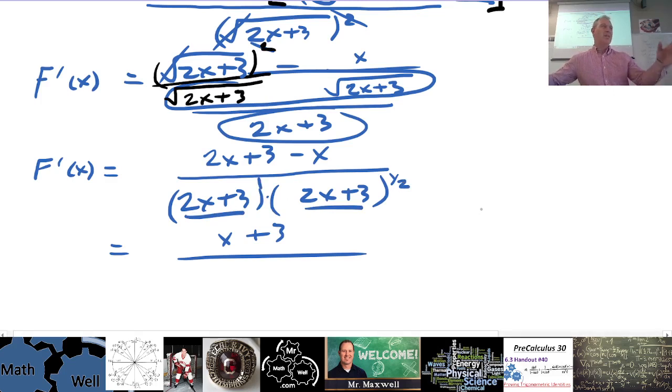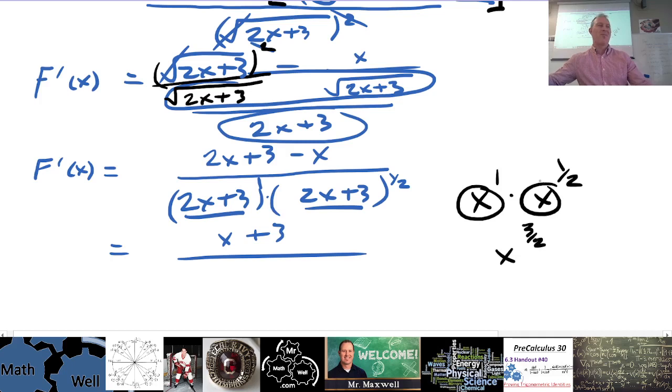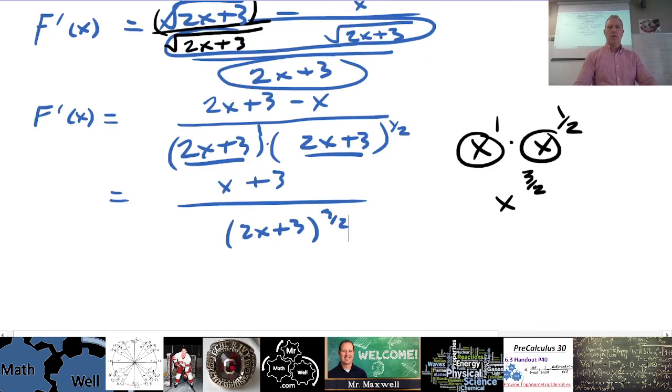Look at, if you have x to the 1 times x to the 1/2, what do you do there? That's x to the 1.5 or 3 over 2. So this is just some random base. So this is actually 2x plus 3 to the 3 over 2. When you do that, you add the exponents. Yeah. Add the exponents.